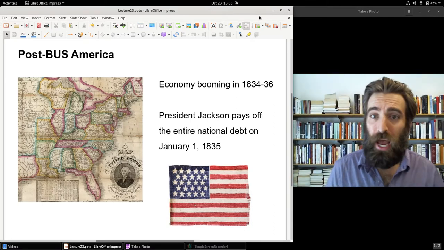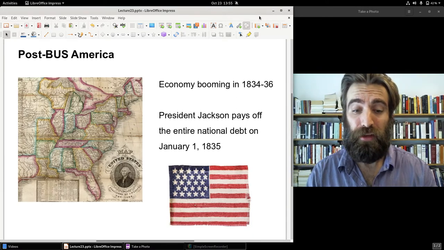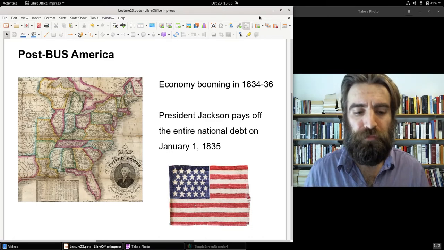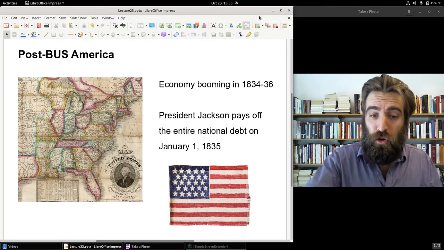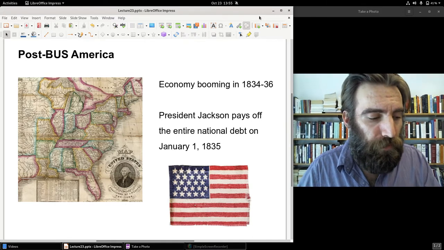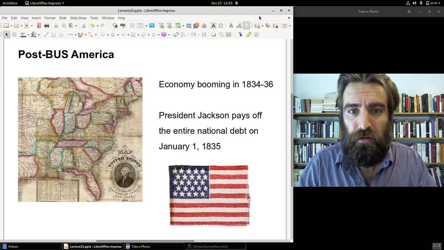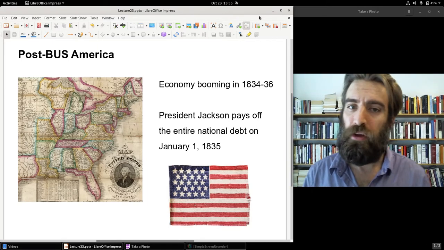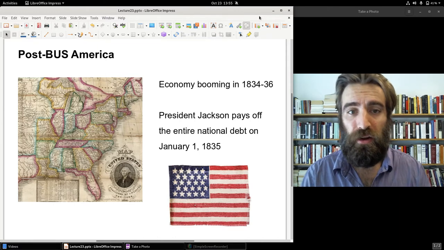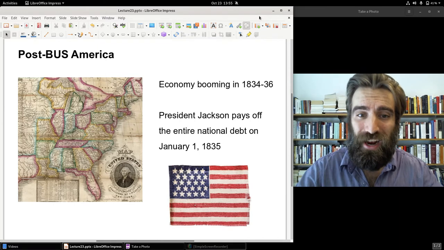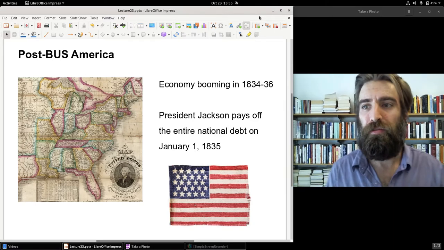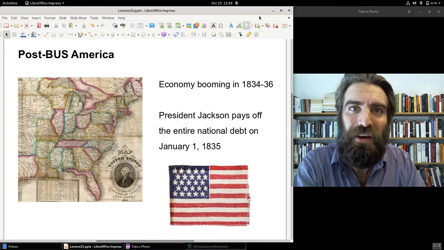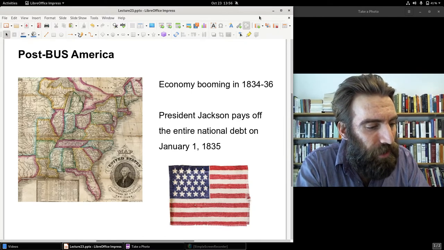Well, actually, beginning especially in 1835, the economy was booming again and doing quite well. And that boom persisted through the 1830s into 1836. And actually, because of tariff revenue and the sale of public lands, President Jackson succeeded, and he was the only president to have ever done this, in paying off the entire national debt on the 1st of January, 1835. Imagine that. That's something else, huh? Paid off the entire national debt.